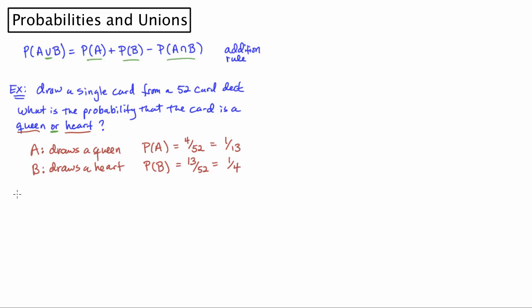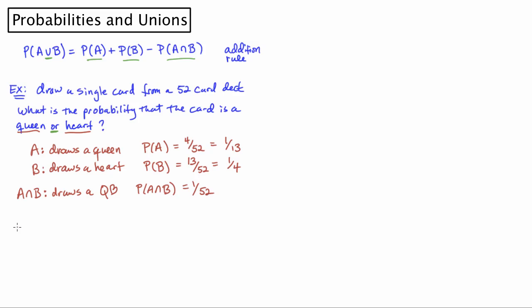The last thing we need to do is look at the overlap, A intersect B. If I had to describe this set, it's the set that involves both queens and hearts. There's only one thing in that set, the queen of hearts. Drawing the queen of hearts is the only thing that fits into both A and B. So the probability of A and B is that one single card out of 52. There's not a lot of chances of you drawing the queen of hearts.